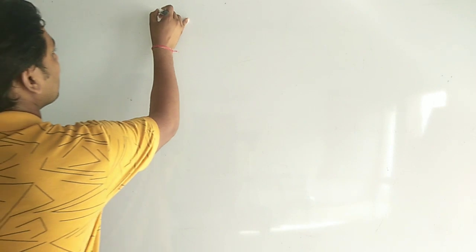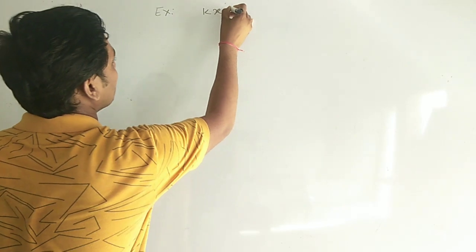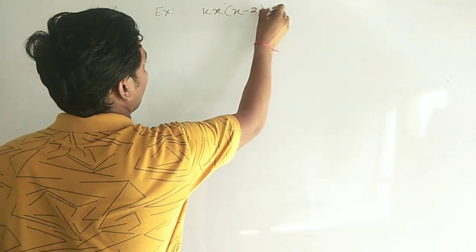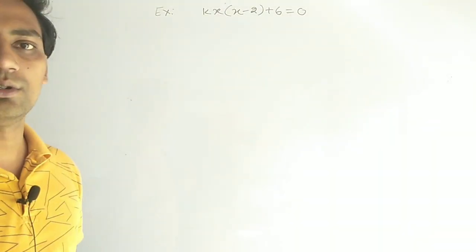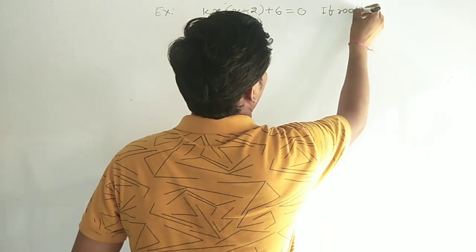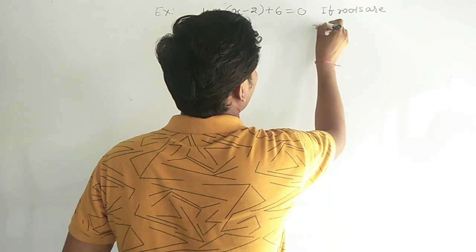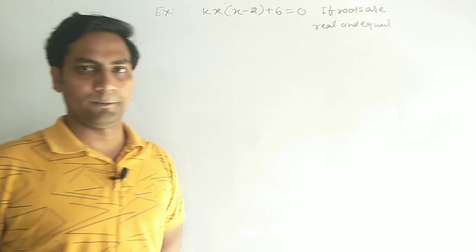Students, for finding the value of k, if roots are real and equal, let us take an example. kx(x minus 2) plus 6 equal to 0, and the condition is if roots are real and equal.